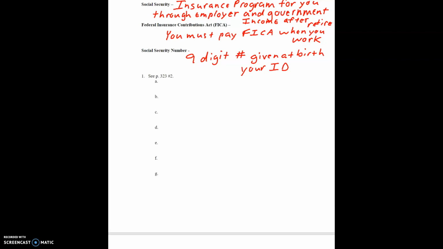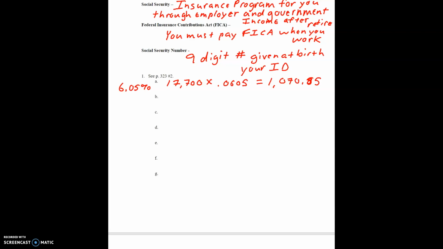So all you do here is 17,700 times the Social Security percentage, which is 6.05%. Move it 2 places to the left, which is 0.0605. Multiply that together, and you get $1,070.85. So you take your dollar amount and multiply it by the percentage. That's how you do Social Security and Medicare.